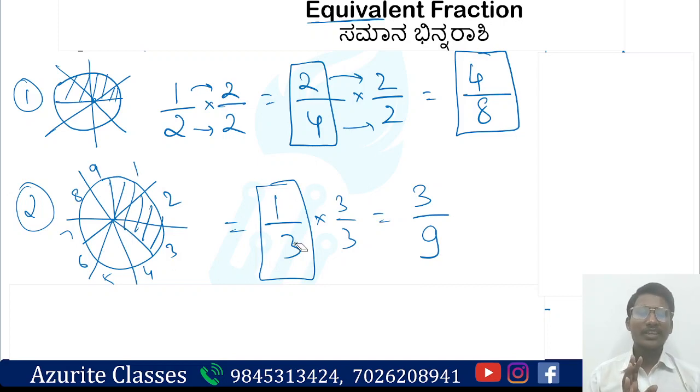So 1 by 3rd cake was there, so I divided it into 3 parts. Every piece I divided into 3 parts. So 1 3s are 3, 3 3s are 9. So it will be how much? In 9 parts, 3 pieces, right? Or in 3 pieces, 1 piece. It is the same piece, just we are cutting it again.